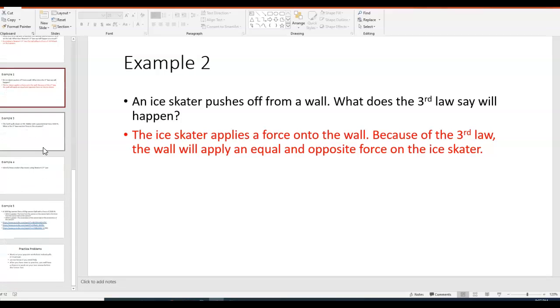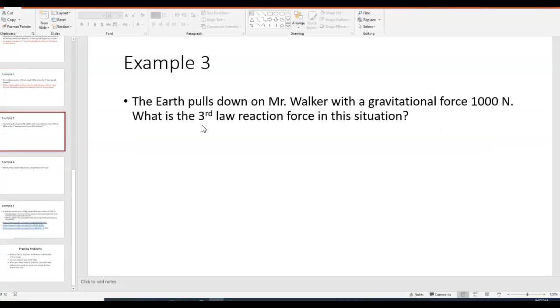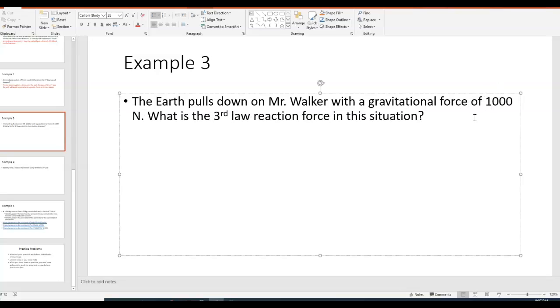So we'll just do a couple more really quick examples. Example 3. The Earth pulls down on Mr. Walker with a gravitational force of 1,000 newtons. What is the third law reaction force in this situation? When you're doing problems with the third law, you always need to identify the two objects involved, because there are always two objects with Newton's third law. In this case, the two objects are Mr. Walker and the Earth. So let's write this out so we're really careful.